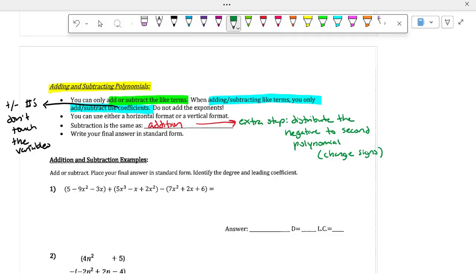So whatever the second polynomial is, you just got to distribute the negative, which is just the fancy way of saying change all the signs in that polynomial. So if a term was positive, make it negative. If it was negative, make it positive. And then finally, we will always write our answers in standard form. I want your answers in standard form when you combine like terms. That is the default.